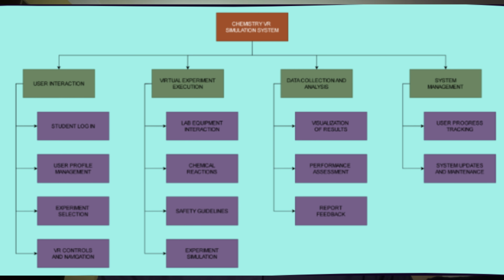Now, let's move on to the functional decomposition diagram of our system. The system is divided into 4 key components. The first is user interaction, which allows students to log in, manage their profiles, select experiments, and navigate using the VR controls. The second component is virtual experiment execution, where students interact with the virtual lab equipment to conduct experiments. This includes simulating chemical reactions while following the safety guidelines.